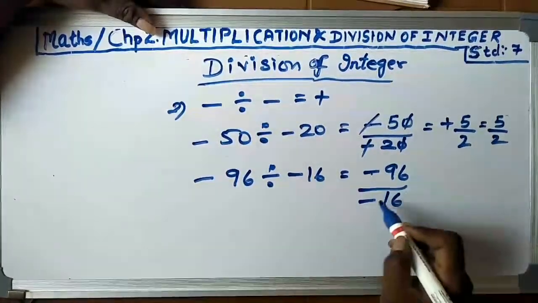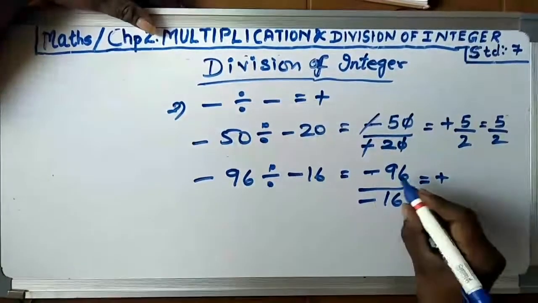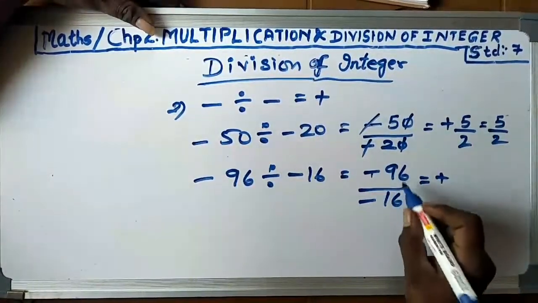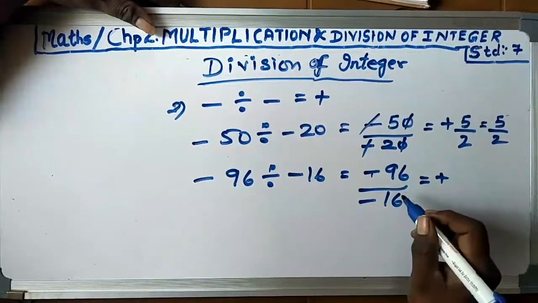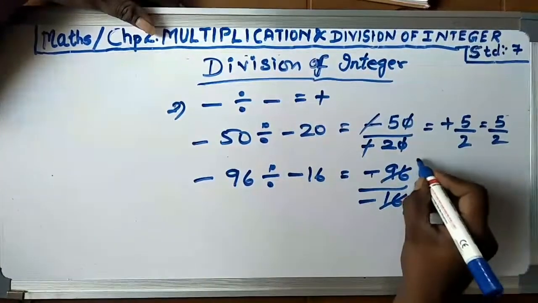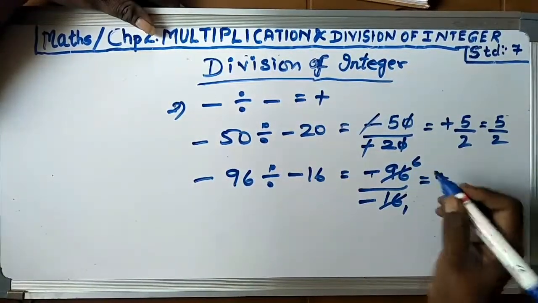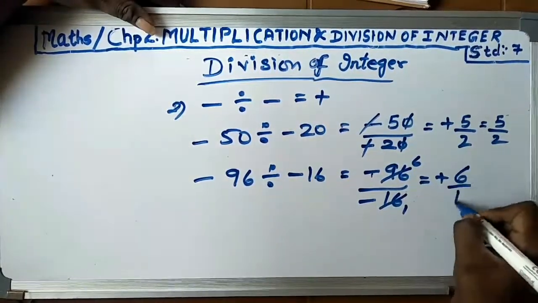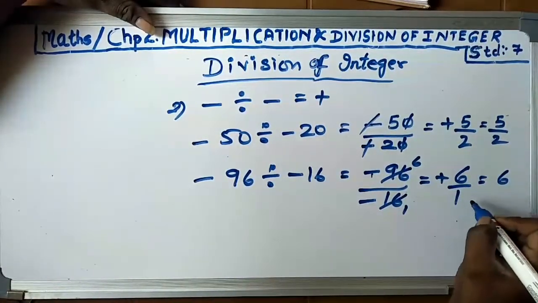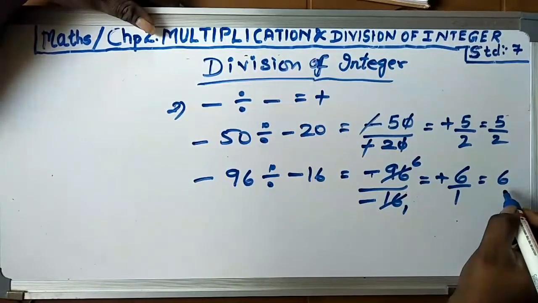So minus minus plus, it becomes plus because minus minus cancels each other. Both go in which table? Commonly 16. 16 ones are 16, 16 sixes are 96. So the answer is plus 6 upon 1. I write 6 upon 1. It's not necessary to write the 1.